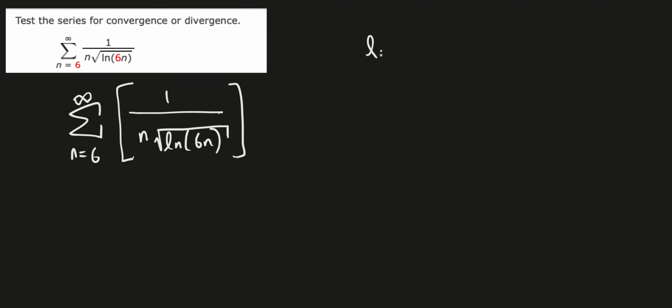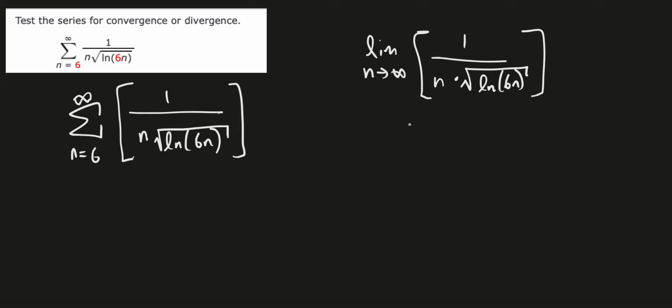Now you can do this in your head, but I'll write it out because some people want the written-out version. So this is the square root of the natural log of 6n. As we go to infinity, notice that we have no n's on the top. It's just 1, so it's a constant. It's not going to change. In the bottom, we have the variable. It's changing.